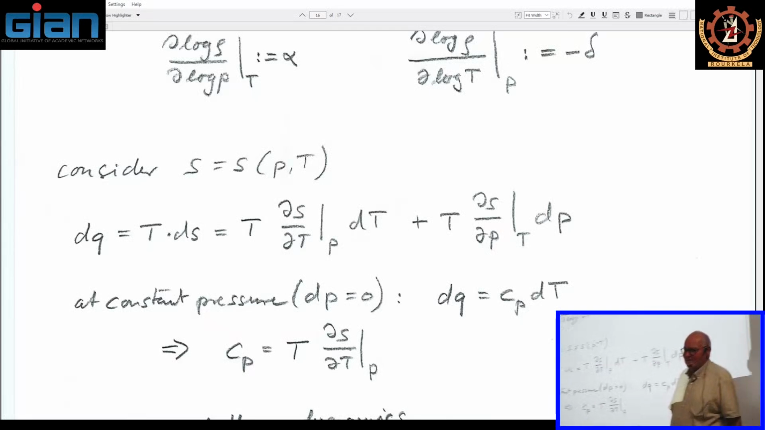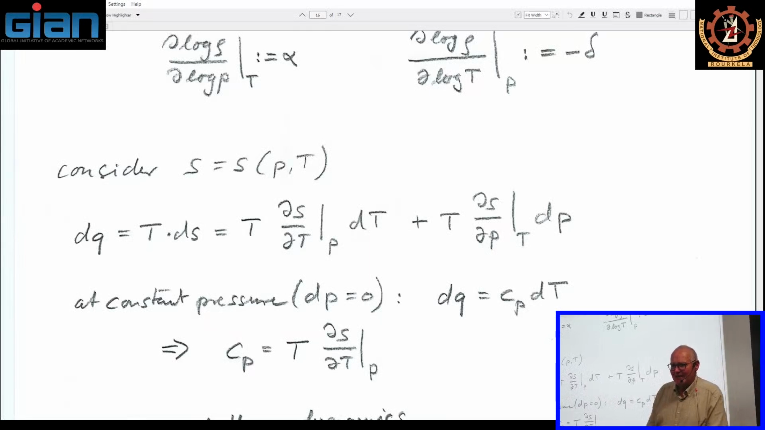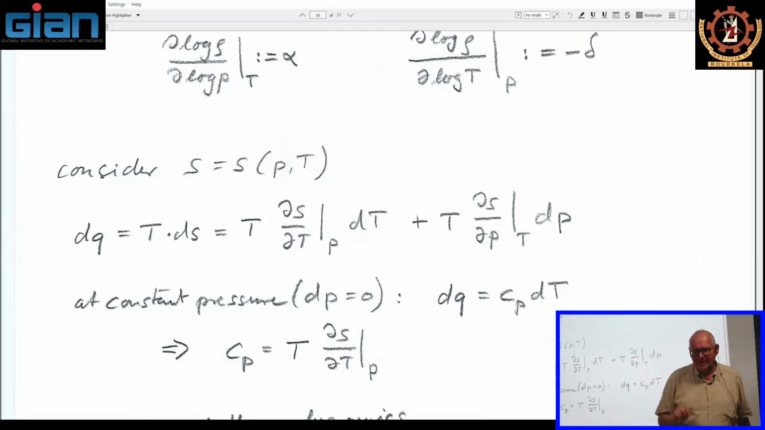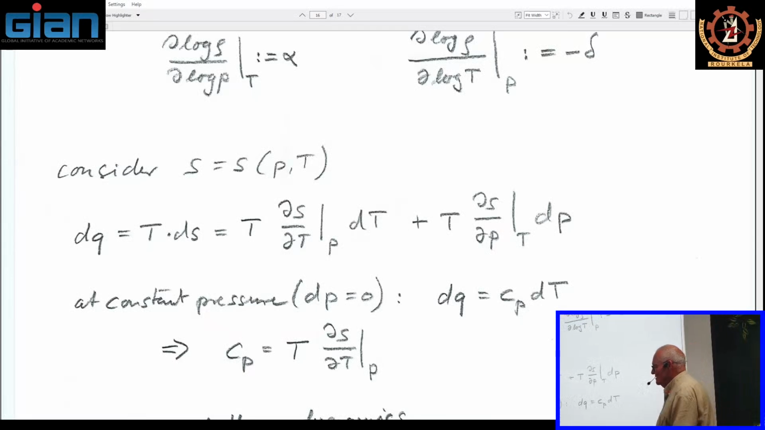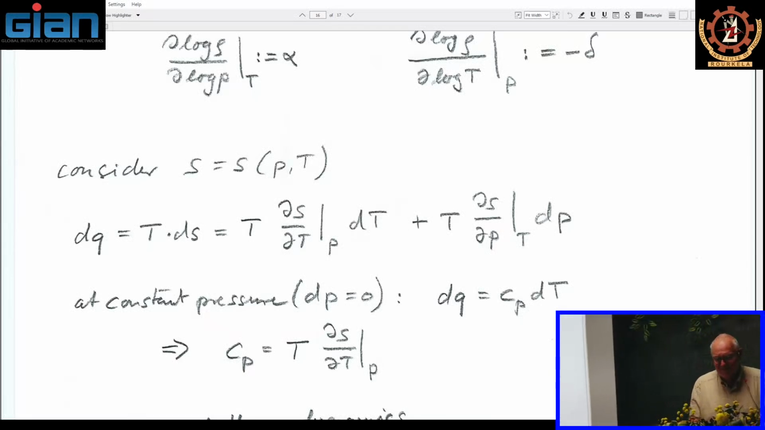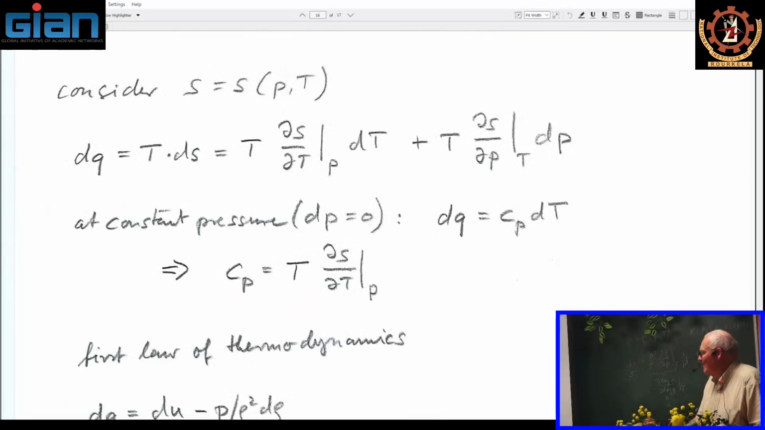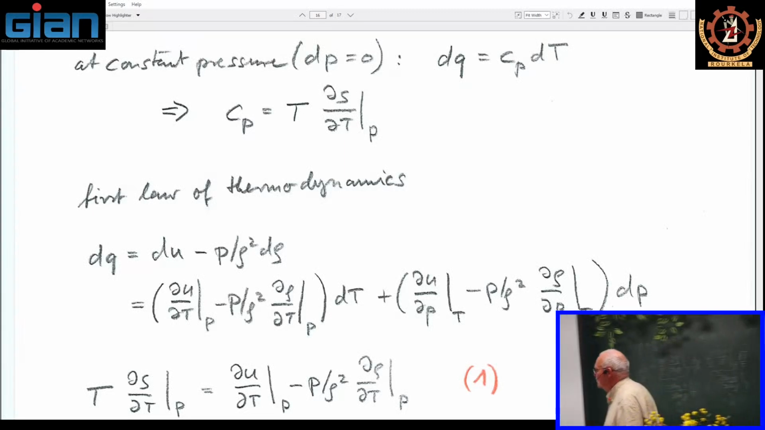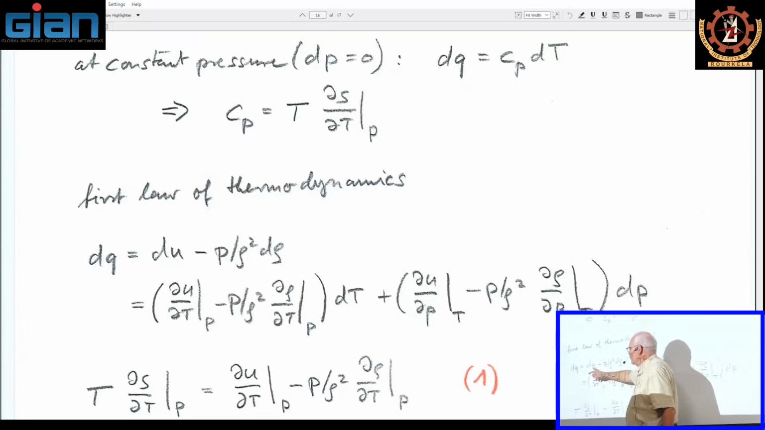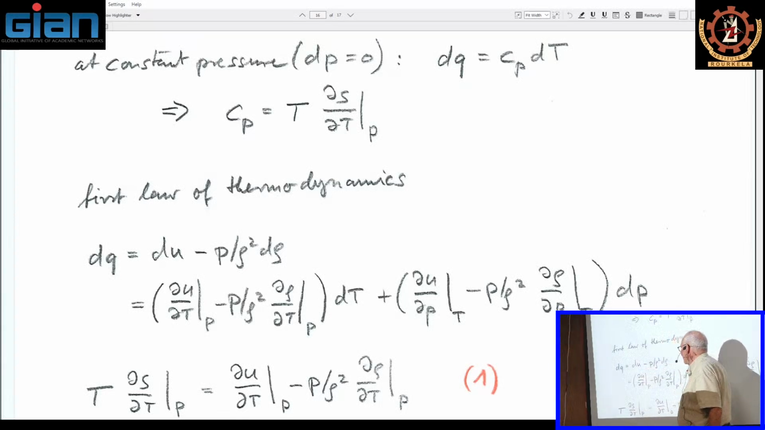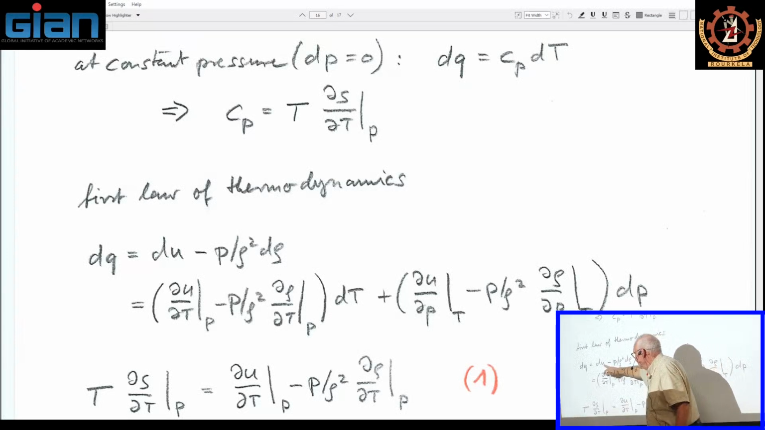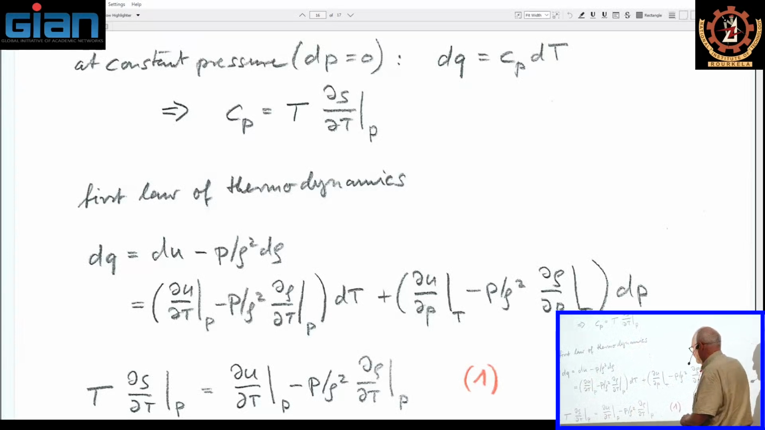The second term is left, which was minus delta over rho. So how do we prove that T times ds/dp is something like delta over rho? Well, it requires a little bit more effort. Okay, let's go to the first law of thermodynamics. dq is the change of the internal energy minus p over rho squared times d rho. This is the p dV term, and this is the change of the internal energy.